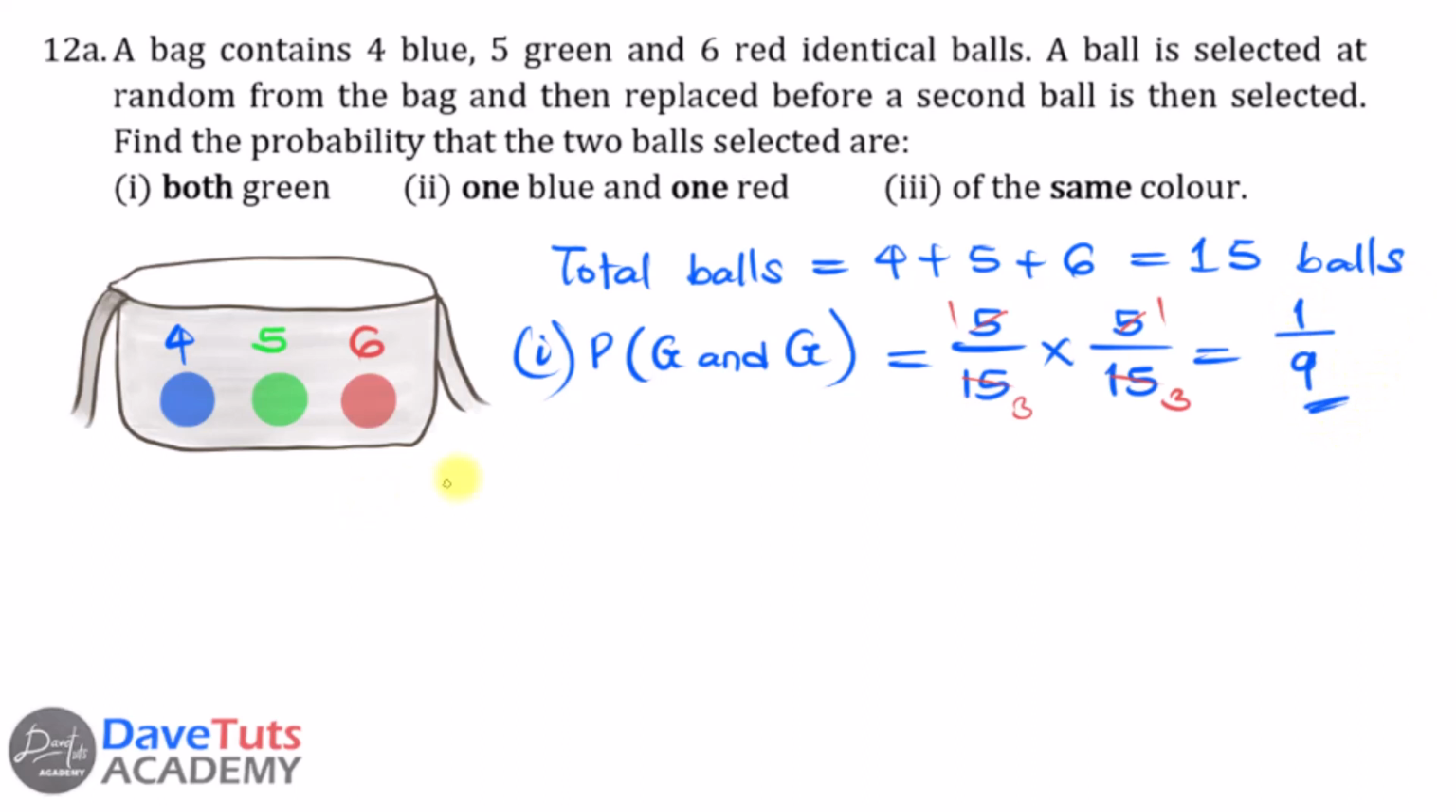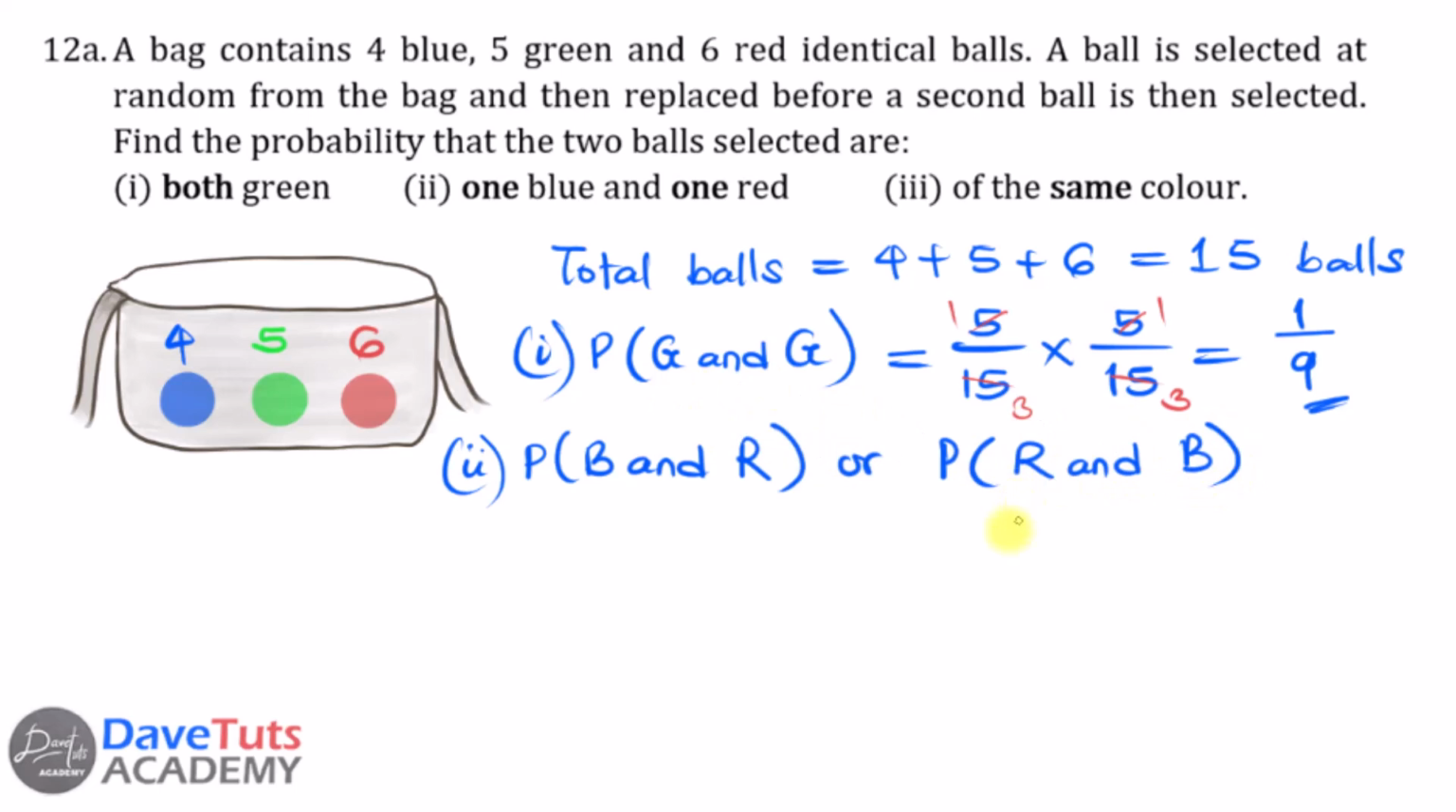Now we need to be careful as we move on, because in the second case we are talking about the probability of 1 blue and 1 red. So now either we have blue in the first picking and red in the second picking, or red in the first picking and blue in the second. So these are the 2 case scenarios in which we can have 1 blue and 1 red. It's either we pick blue first and then red after, or we pick red first and then blue after.